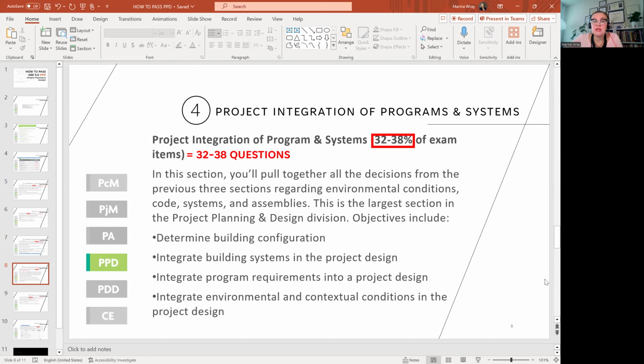And again, this is your design. This is what you apparently do at the architectural firm. When you start designing, you start to think about the integration of those systems, how they all work together, what the program requirement is, what you need to achieve. So there are 4 objectives here, and the first one is to determine building configuration.